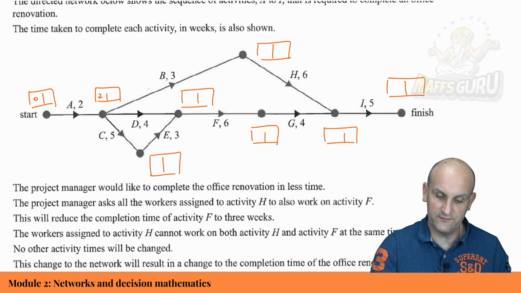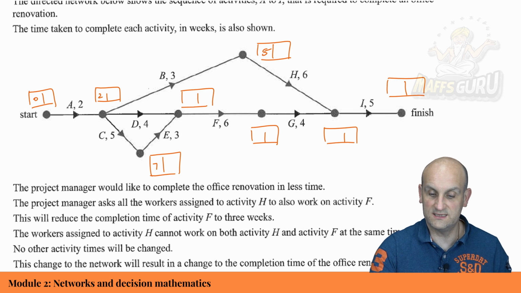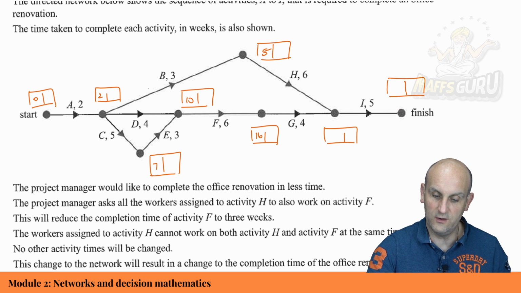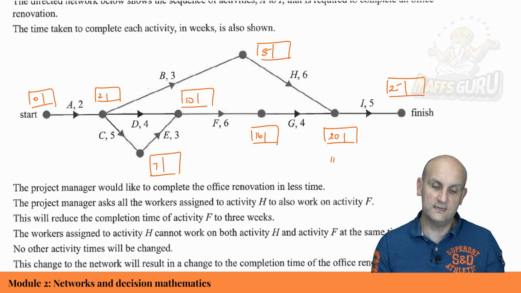That becomes 7 there. There are 2 ways to get to there, but you know, 2 plus 4 is 6. 2 plus 5 plus 3 is 10. So that actually becomes 10. That would become 16 because there's only one way to get there. Again, this can be 5 plus 6, which is 11, or 16 plus 4, which is 20. And then 20 plus 5 gives me 25. So under the standard rules, that would give me 25 weeks to complete.